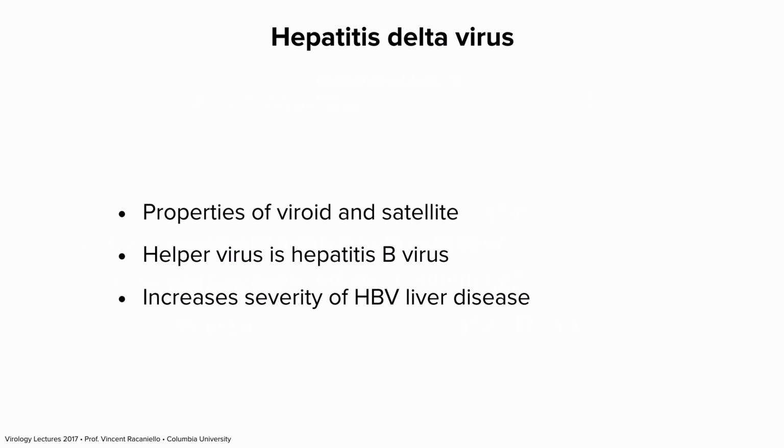Now there is a single human virus that looks a lot like both viroids and satellites. It has properties of both, and that's hepatitis delta virus. So as you will see, the genome looks like a viroid, but it encodes a protein and it's packaged by a helper virus, so it looks like a satellite as well. The helper virus is hepatitis B virus, and so this will only infect people who are infected with hepatitis B virus. You cannot have a hepatitis delta virus infection on its own. And it's thought to make the disease of hep B more serious in the presence of delta virus.